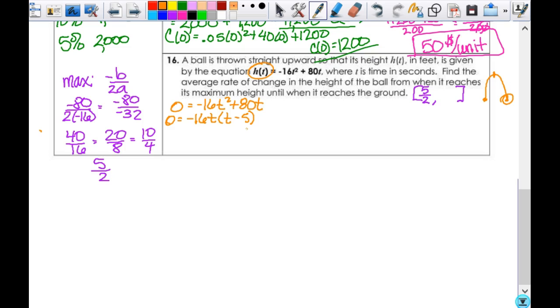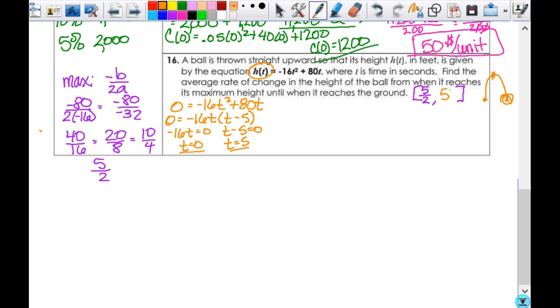So how many answers are we going to have? 2, because it's on the ground twice. I have negative 16t equals 0, and I have t minus 5 equals 0. So this right here means t equals 0. That's an important one. We already knew that one, but that's still important. And t equals 5. That's the one I actually want. That gives me the other side of my interval here. Okay? Because it said from the maximum to when it hits the ground. The maximum, the time is 5/2. And when it hits the ground, it's 5. We good? So we have found those two pieces.